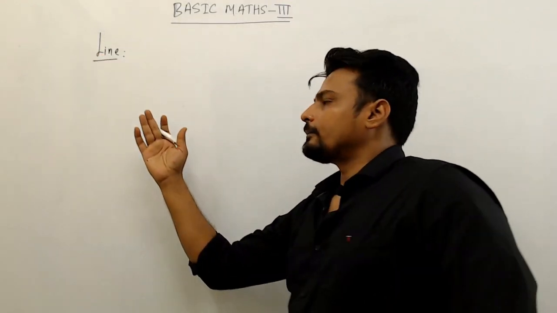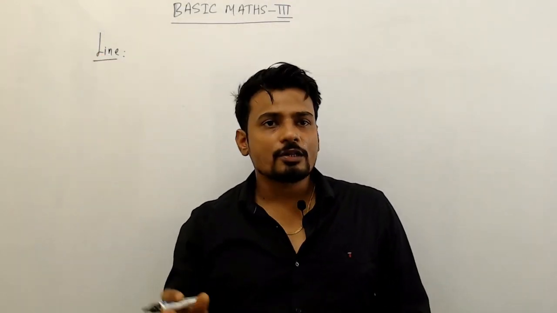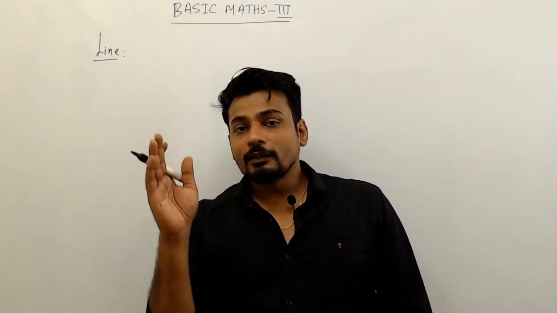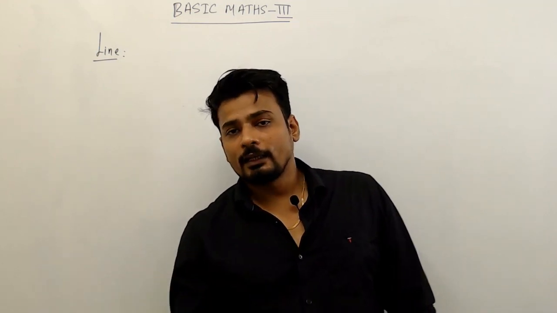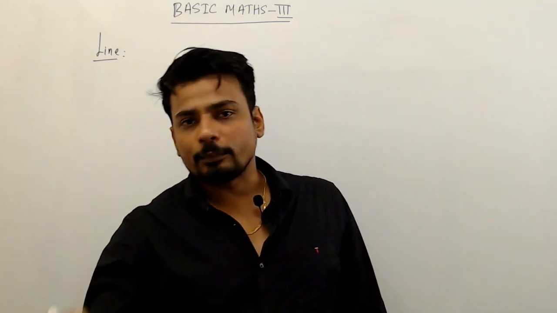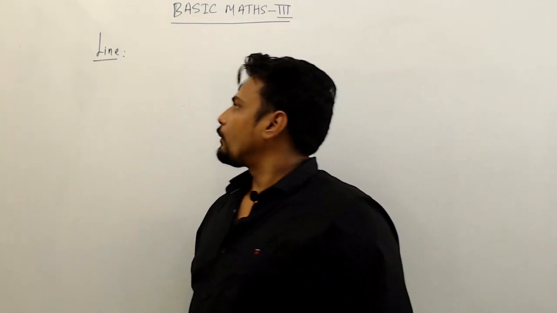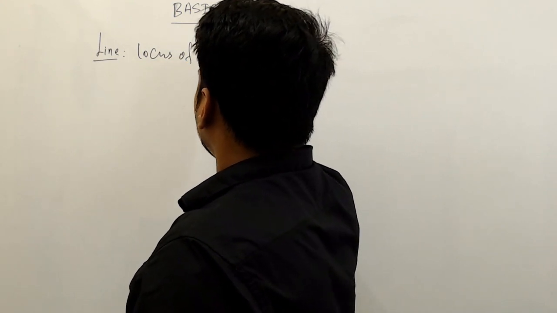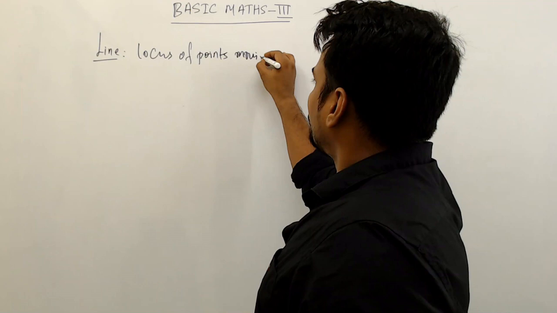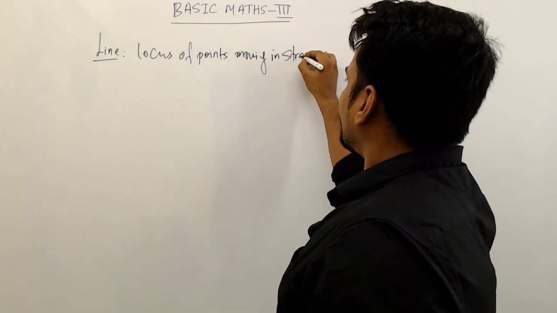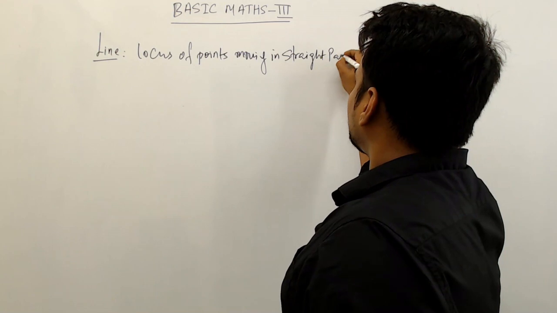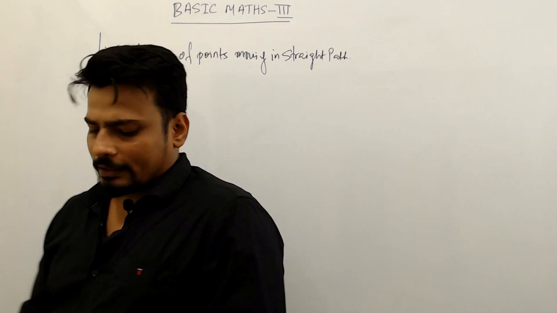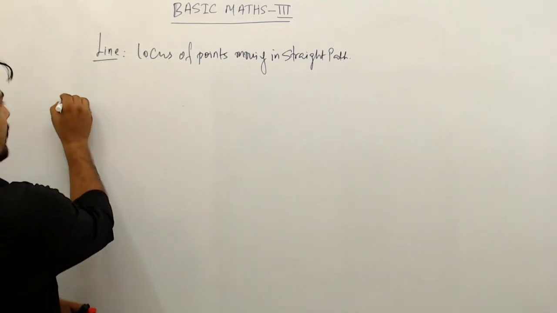Now, how do you define a line? In very simple language, a line is the locus of points moving in a straight path. Do not say collinear points, because collinearity came only after the line was defined. The points falling on the line are called collinear points. So line is the locus of points moving in a straight path. You may note that down. That's called the line.